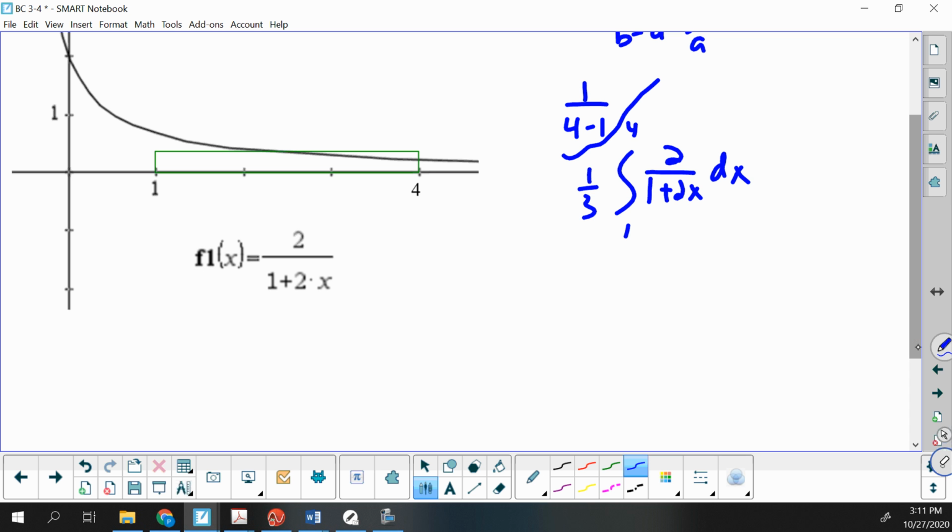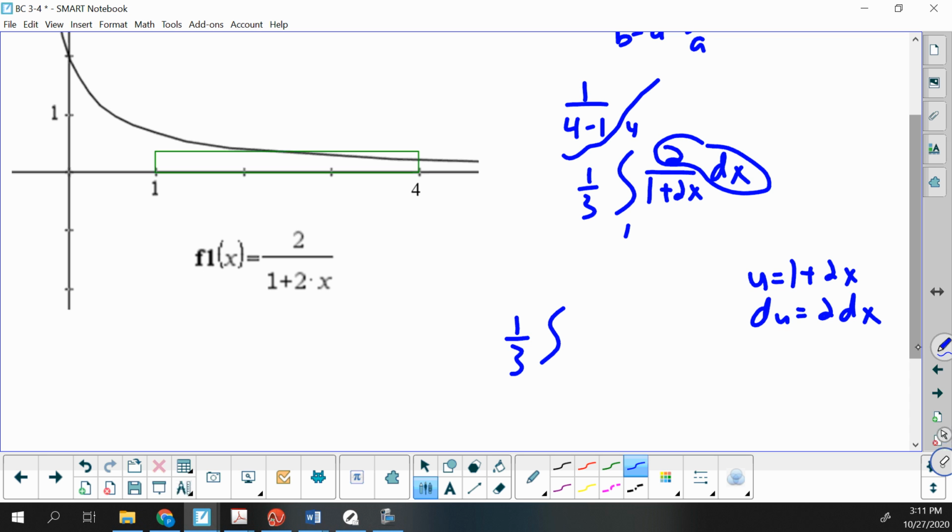So our numerator degree is 1 less than the denominator degree. So we would want to think making u equal the denominator. So du is just 2 times dx. So this will be 1/3 the integral. The 2 dx's are left over. That's our du. We'll have 1 over u. And then we've got to change our bounds. When you sub in the 1, 1 plus 2 times 1 gives us 3. 1 plus 2 times 4 gives us 9.